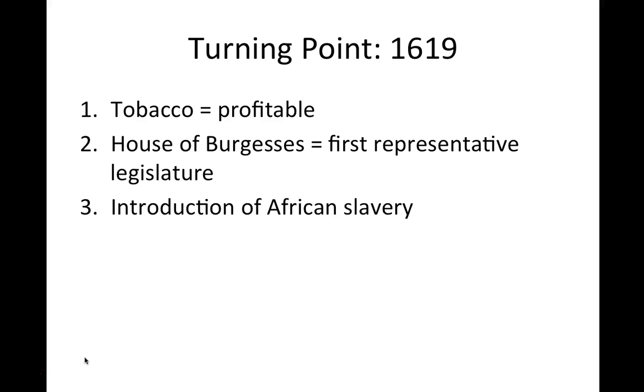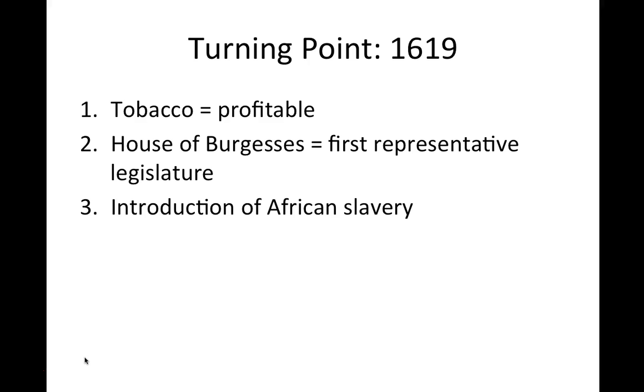Also, they get themselves better organized. Not perfect, but better. They establish the House of Burgesses, which is the first representative legislature. That's a year before the Mayflower Compact. Virginia can lay claim to the first democracy. Granted, it's just landowners, but it's a start.